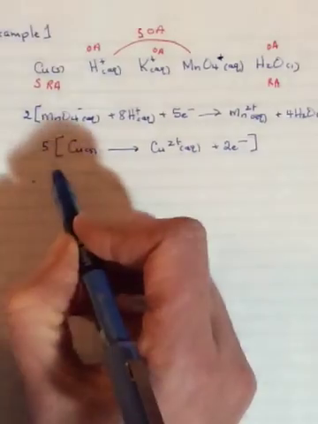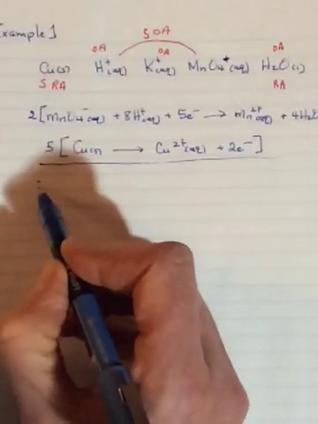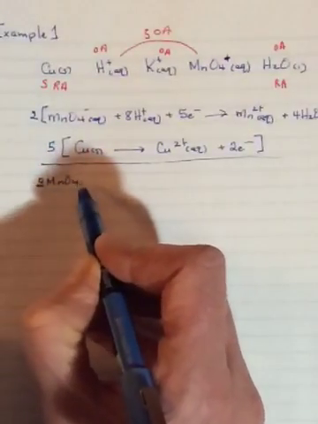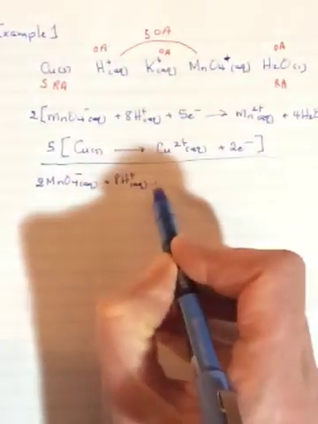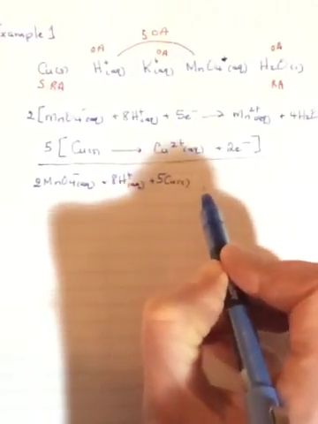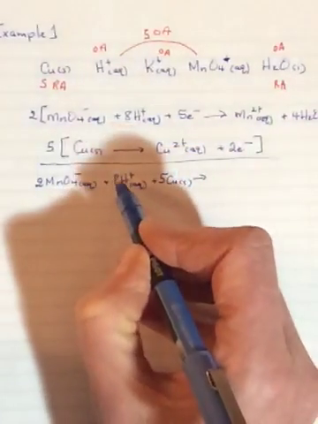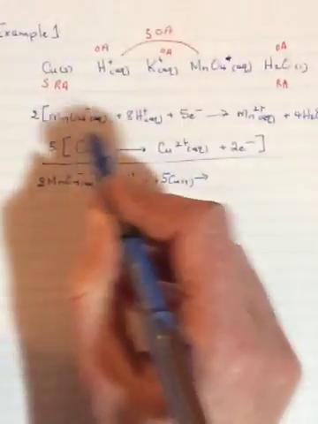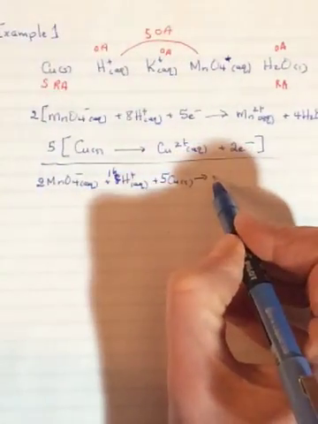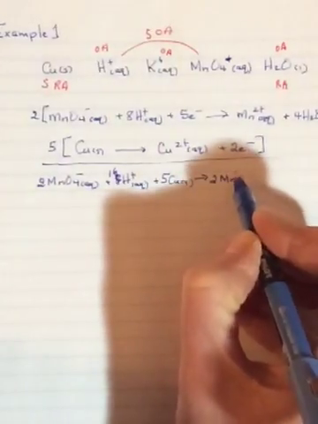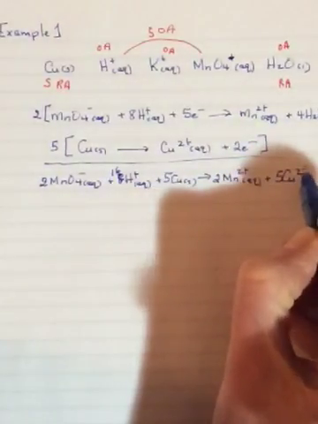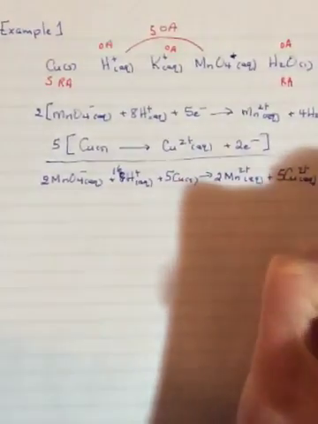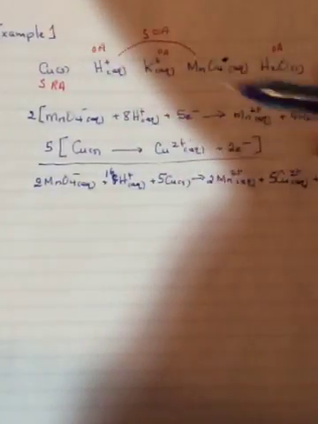Now that we've done that, we can add these together. And so we'll have 2 MnO4 negative aqueous plus 8 hydrogens aqueous plus 5 copper solids. And then that's going to go to, oh, I said 8, but this is really 16. Don't forget to multiply by your 2 by everything. And then that'll give us, on the product side, 2 Mn2 positive aqueous plus 5 Cu2 positive aqueous plus 8 waters. And the 10 electrons cancel on both sides.